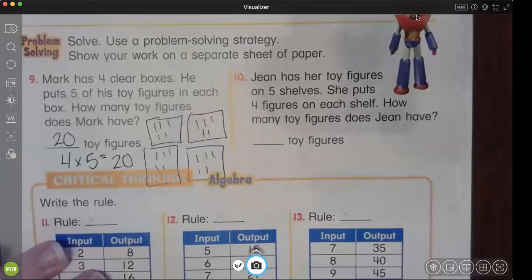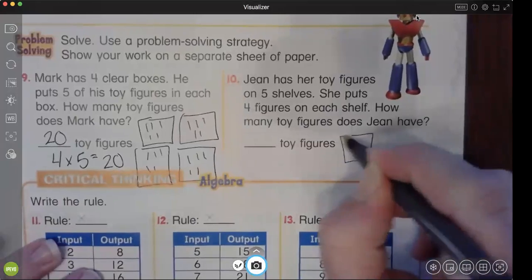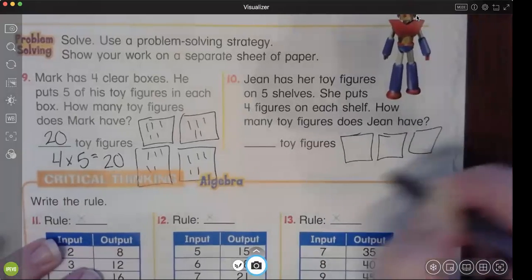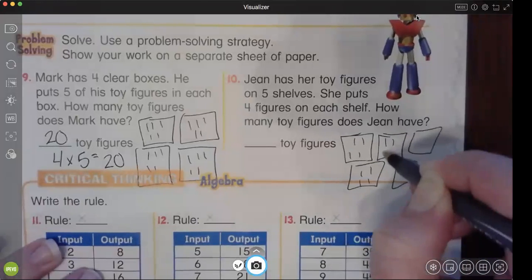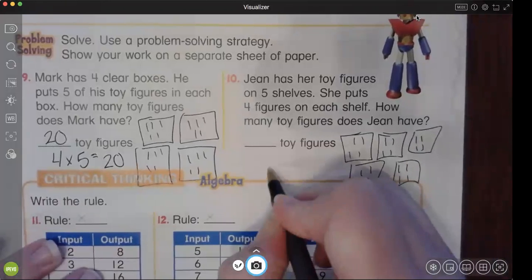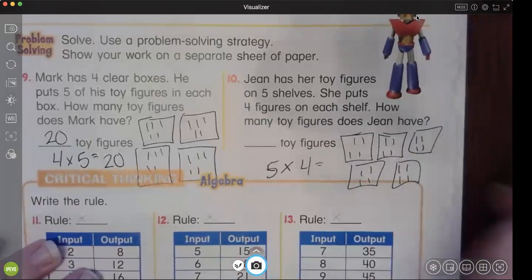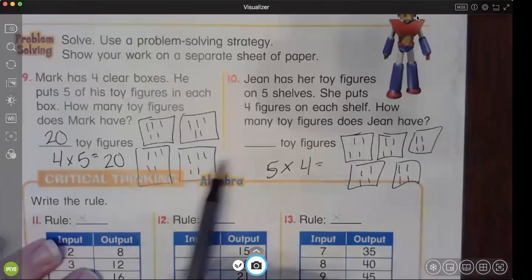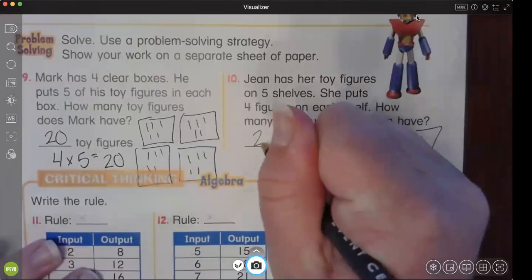Okay. And number 10, Jean has her toy figures on 5 shelves. She puts 4 figures on each shelf. How many toys does Jean have? So she has 5 shelves, but she only has 4 things on each shelf instead of he had 4 shelves with 5 things on each. So we have 5 times 4 now. So look, it's a related fact. So 4 times 5 equals 20. So 5 times 4 also equals 20.